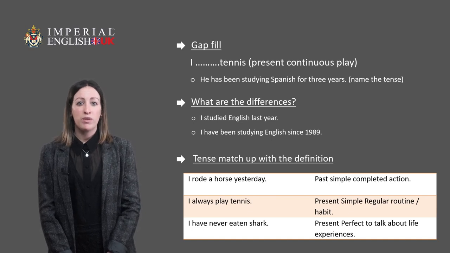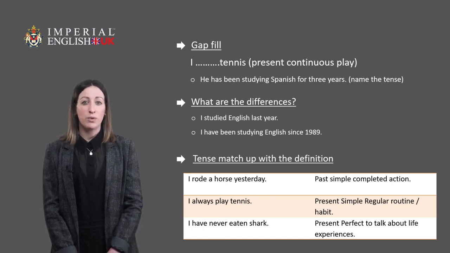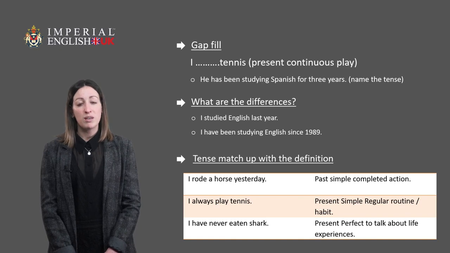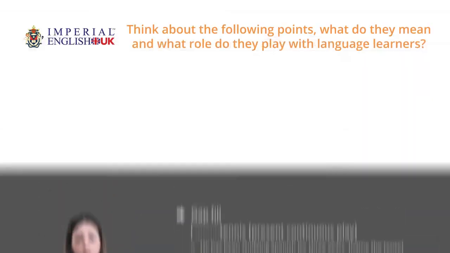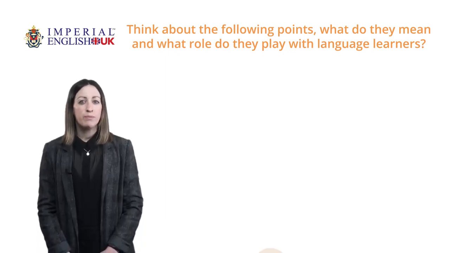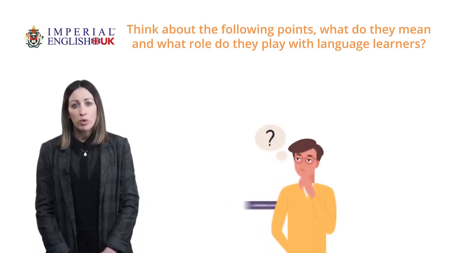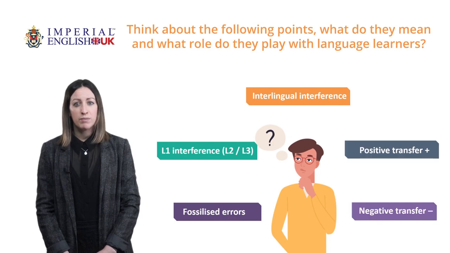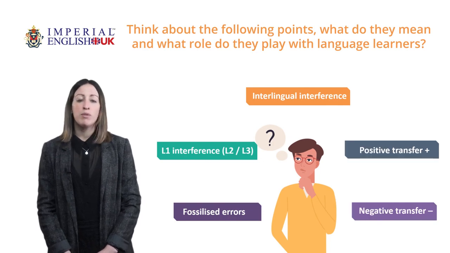Think about your experiences of peer correction in the classroom. Pause the session to think about this and talk to a colleague if possible. Think about the points on the slide. What do they mean? And what role do they play with language learners? Pause the session to think about this for a moment.